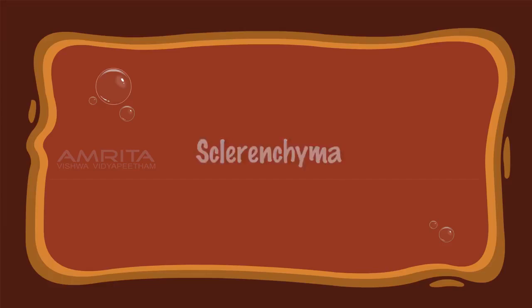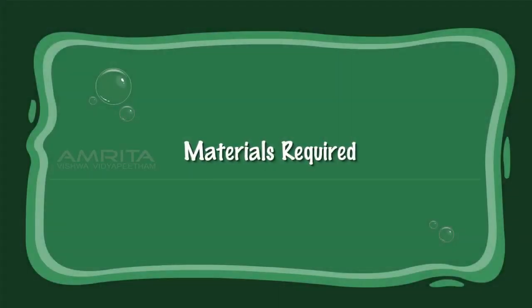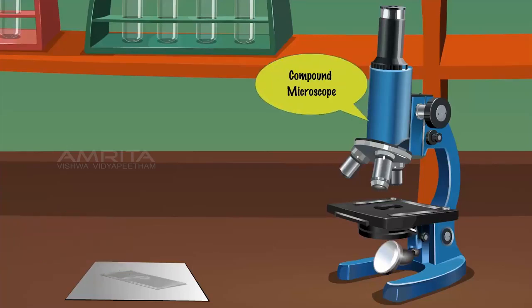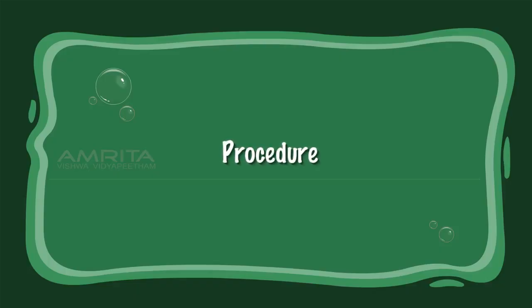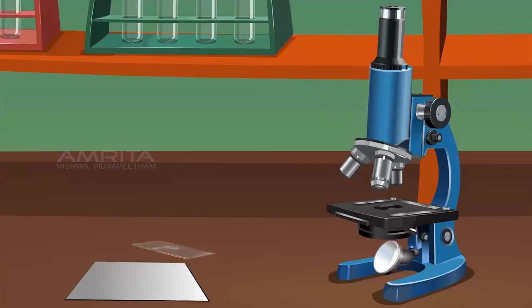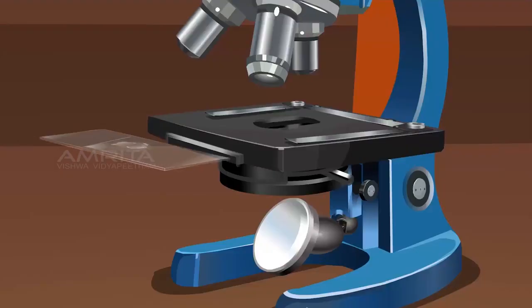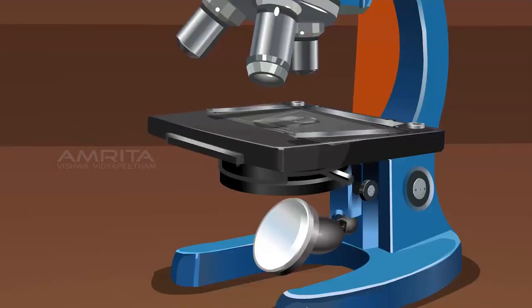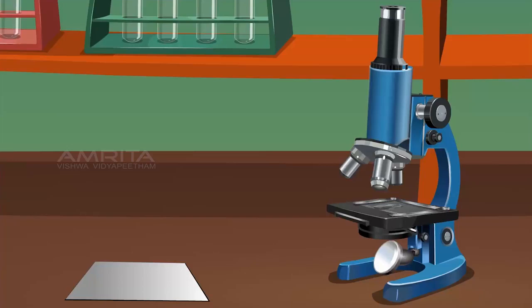Sclerenchyma. Materials required: prepared slide of sclerenchyma tissue and a compound microscope. Procedure: place the prepared slide of the sclerenchyma tissue on the stage of the compound microscope. Observe the features of the sclerenchyma tissue through the lens of the compound microscope.